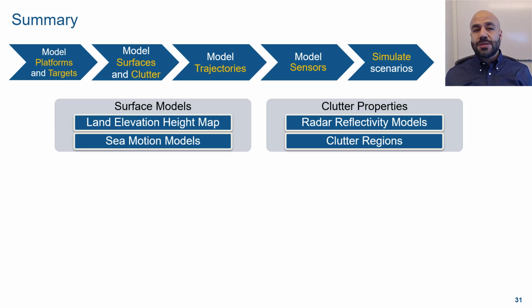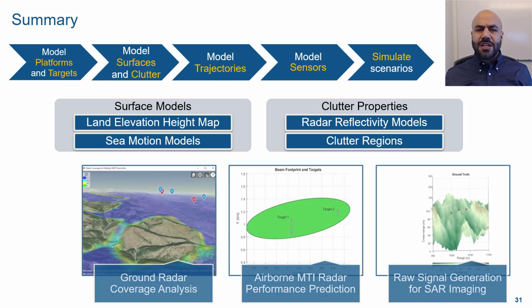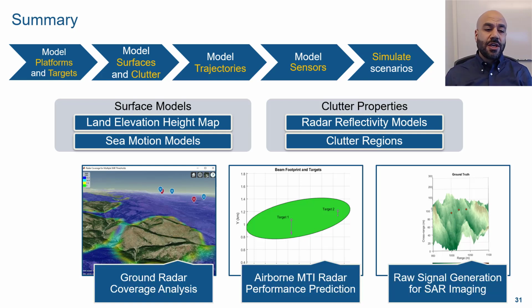And then you can specify the regions of interest to generate radar returns from. This is very useful in many different applications, including coverage analysis for a ground radar, MTI radar performance prediction, and also synthesizing synthetic aperture radar data for evaluating our imaging algorithms.